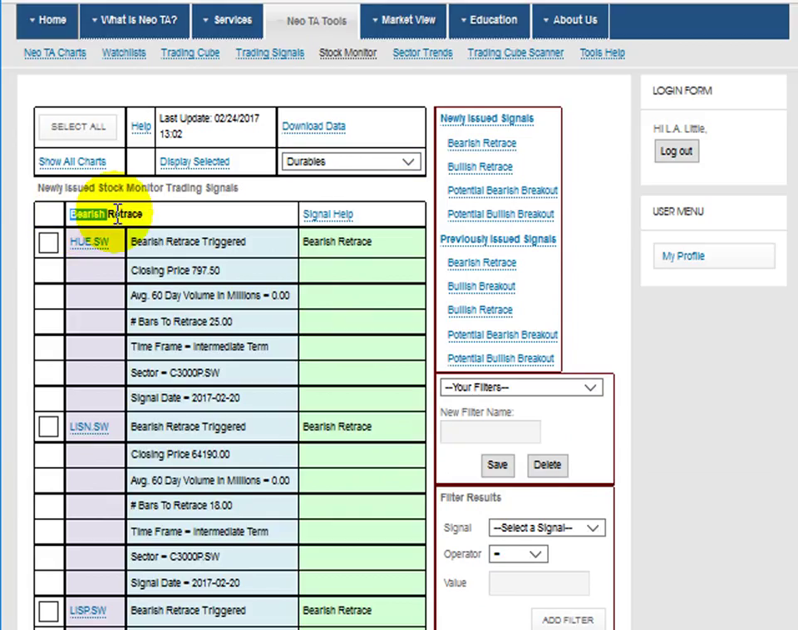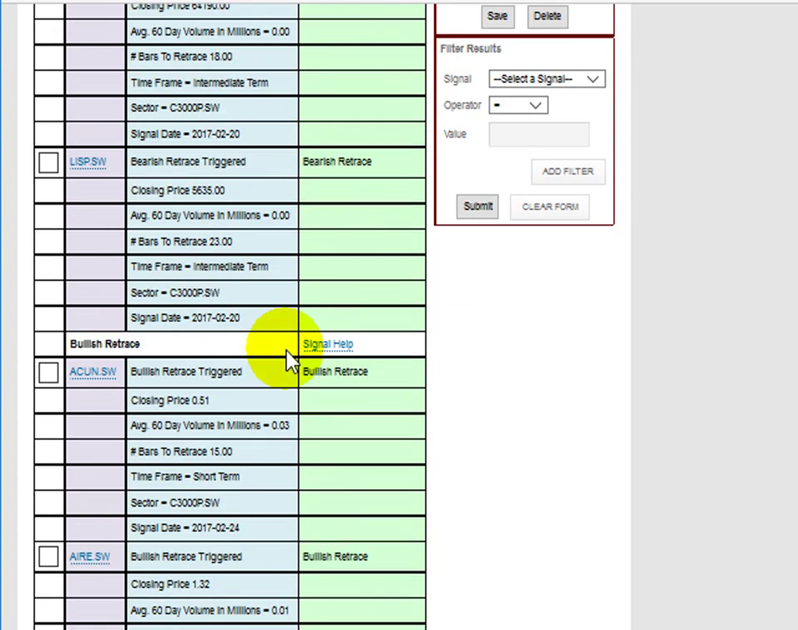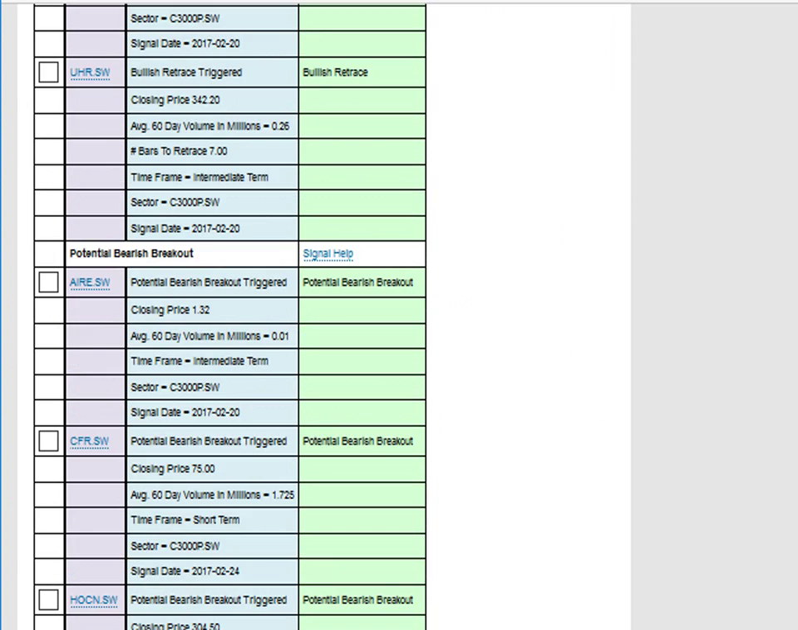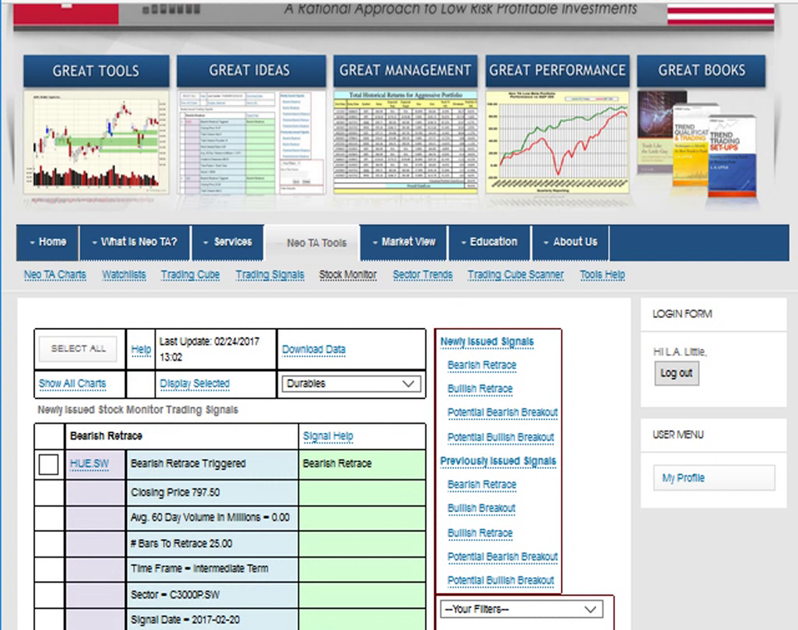Either bearish retraces, bullish breakouts, bearish breakouts, or retrace potential, all of those. If they do, signal them independent of whether or not there is an 80% rule.